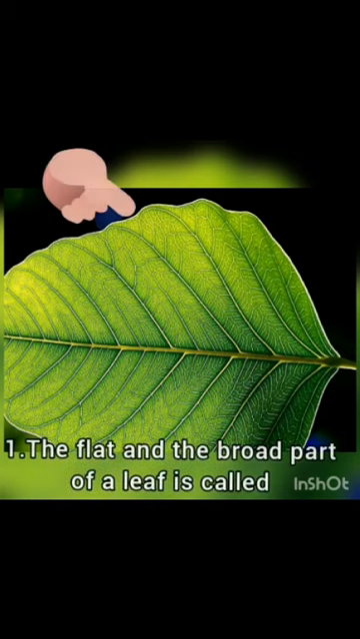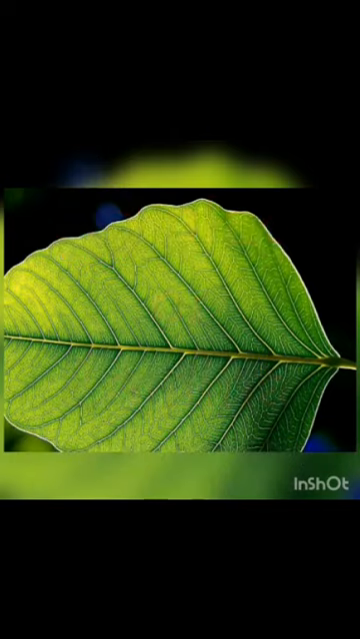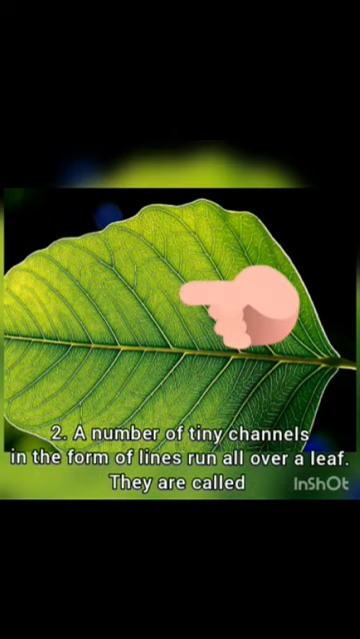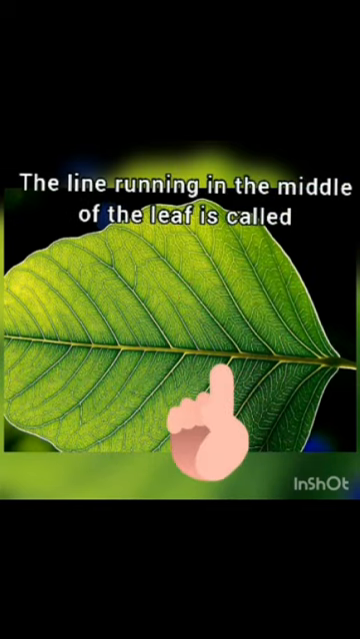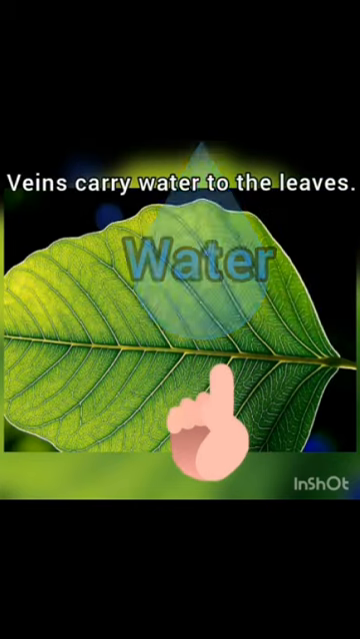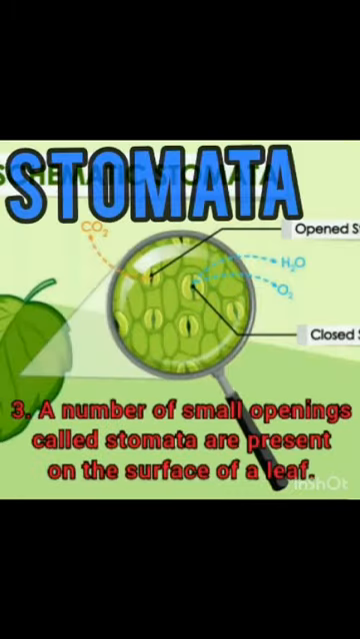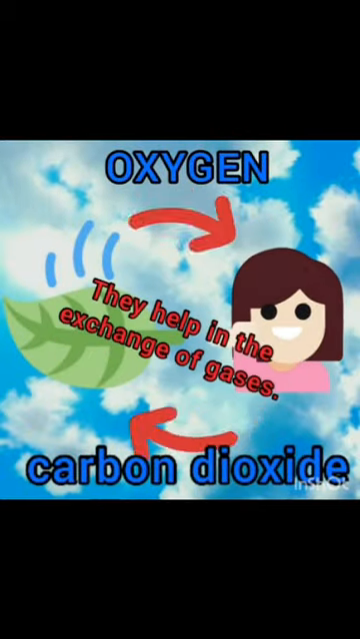The flat and broad part of a leaf is called leaf blade or lamina. A number of tiny channels in the form of lines run all over a leaf. They are called veins. The line running in the middle of the leaf is called the main vein. Veins carry water to the leaves. A number of small openings called stomata are present on the surface of a leaf. They help in the exchange of gases.